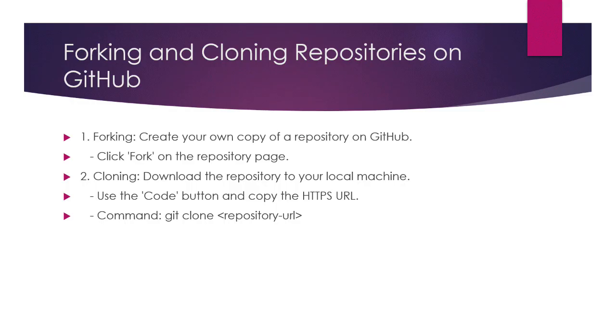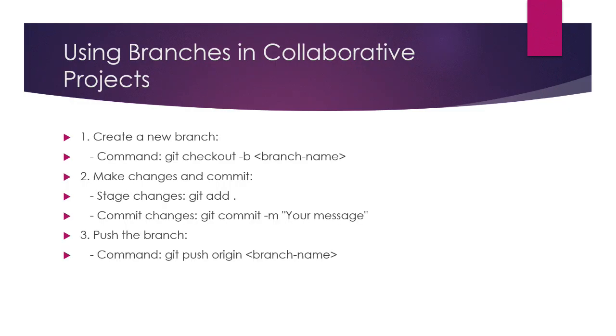Once you've forked the repository, you can clone it to your local machine. Here's how. 1. Click the Code button in your forked repository. 2. Copy the HTTPS URL. 3. Open your terminal and type `git clone <repository URL>`. 4. Press enter and watch your local folder get created. Now you have the repository on your local machine and you're ready to start contributing.